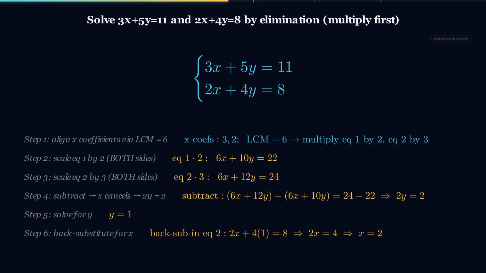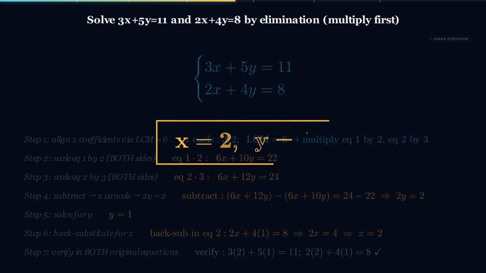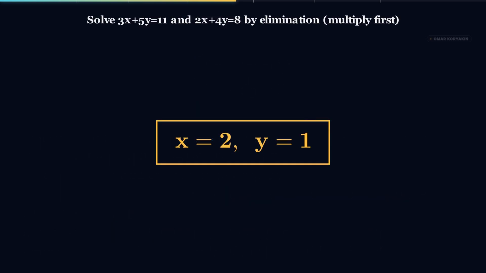Step 6. Verify in both originals. First equation: 3 times 2 plus 5 times 1 equals 6 plus 5 equals 11. Match. Second equation: 2 times 2 plus 4 times 1 equals 4 plus 4 equals 8. Match. Solution verified. So the solution is x equals 2 and y equals 1.